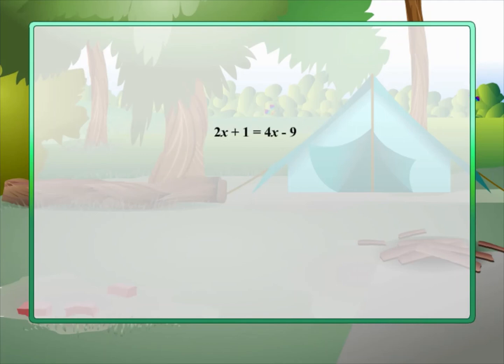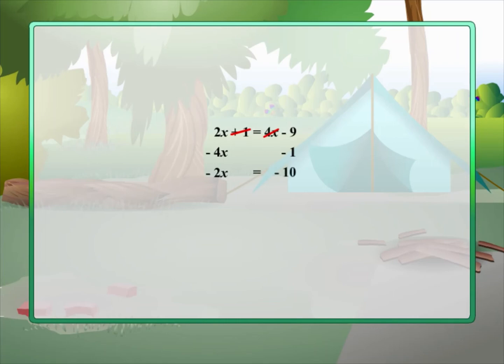The next equation is 2x plus 1 is equal to 4x minus 9. Now we have to combine x on one side and numbers on the other side. Taking positive 4x to the left-hand side, that will become minus 4x. Taking positive 1 to the right-hand side, it will become minus 1. Hence, minus 2x is equal to minus 10.